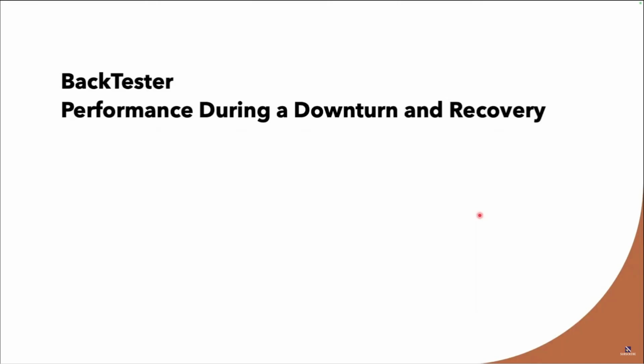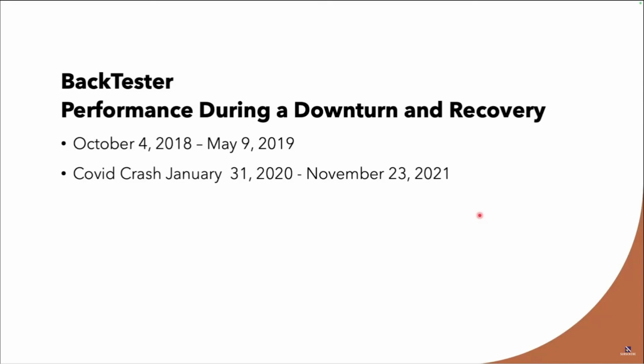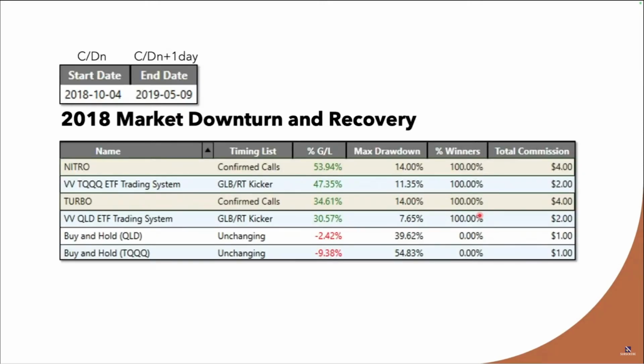So for performance during a downturn and recovery, I wanted to show you quickly 2018 to 2019. That was a quick pull down in the market and reversal. Then of course the COVID crash, and then what happened in 2022, and then up to now with the market recovering after that. So in 2018, it was a pretty short time. I went from the confirmed down to confirmed down plus 1 day, which would mean all the systems have exited.